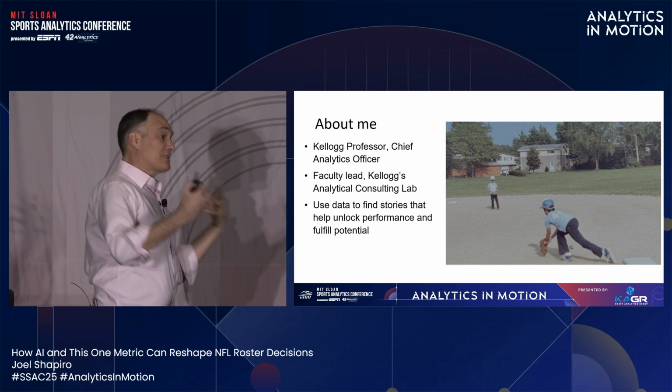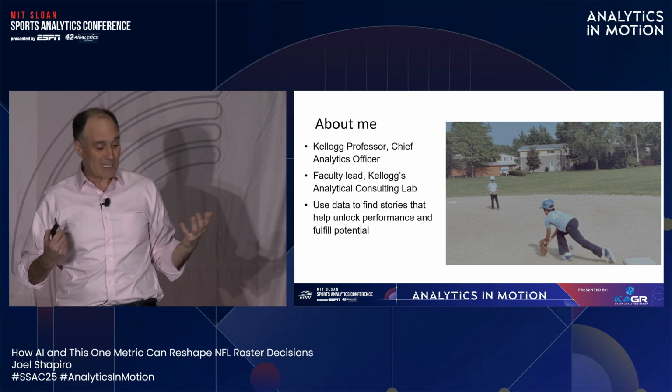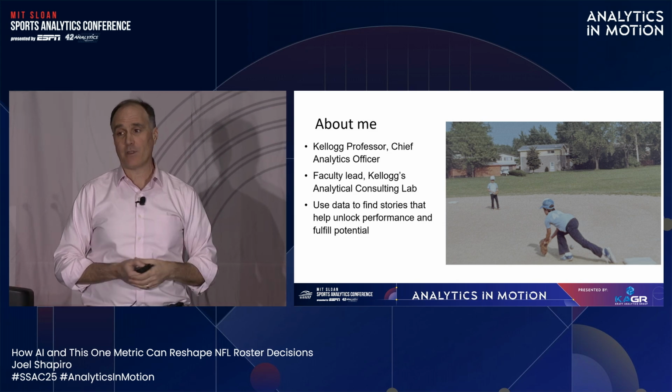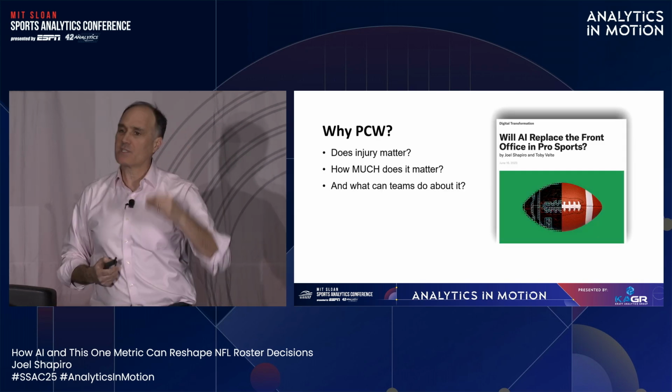What I do is I use statistics and I use AI to help find stories that essentially unlock performance and help teams fulfill their potential. So why percent cash wasted? Why this one metric?